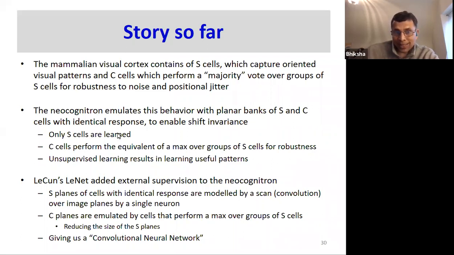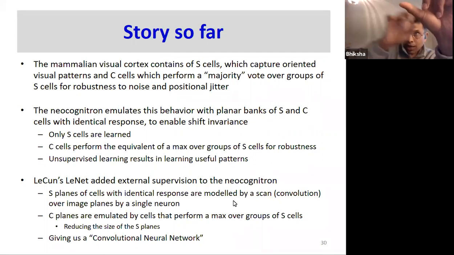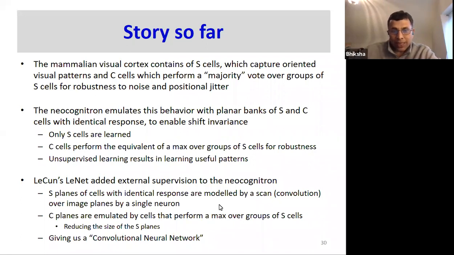And of these, only the S cells are learned. C cells perform the equivalent of a max over groups of S cells for robustness. And in Fukushima's model, unsupervised learning results in learning useful patterns. Later, Yann LeCun's LeNet added external supervision to the neocognitron. They still had S planes of cells with identical response, except that now you didn't have planes of cells which were identical. You had a single neuron which scanned the input. And then C planes were emulated by cells that performed max over groups of S cells and reduced the size of the S cells. This entire structure gave us what is called a convolutional neural network.